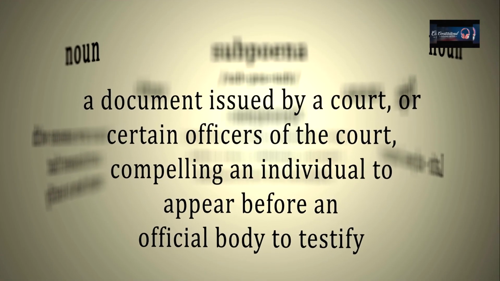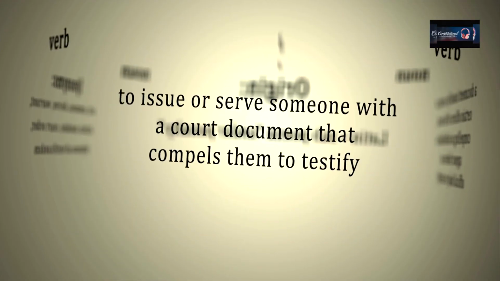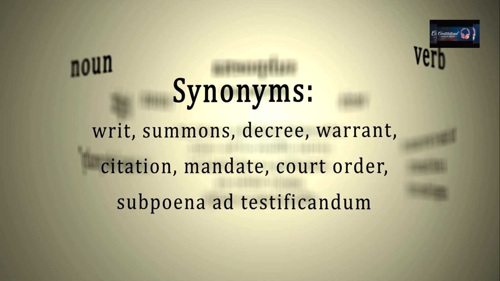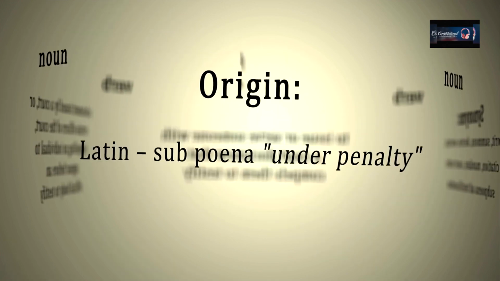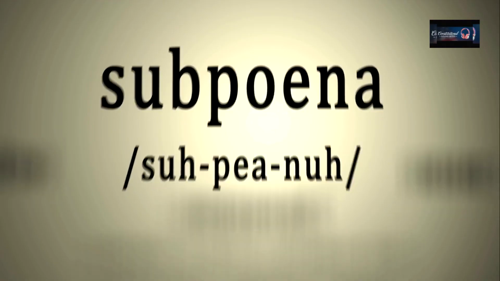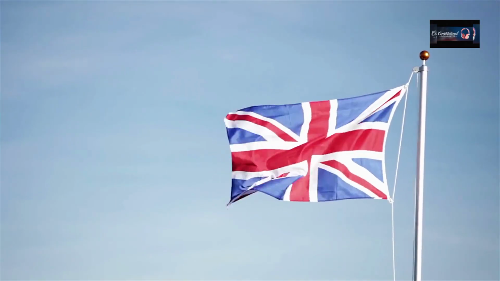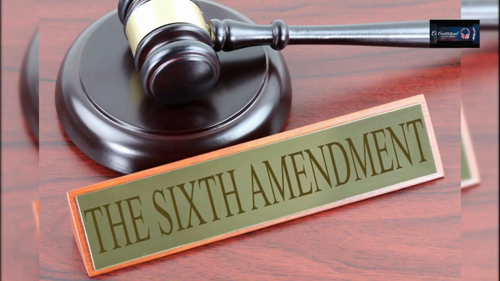The seventh right guarantees the power of compulsory process to get witnesses on one's side. This is done with a subpoena, which is a legal order from the court. Compulsory process means a defendant can make witnesses show up and testify, even if they'd rather not. In England, defendants were sometimes denied the ability to call witnesses. The Sixth Amendment fixed that imbalance, and in 1967, the Supreme Court extended the right to compulsory process to state criminal trials.